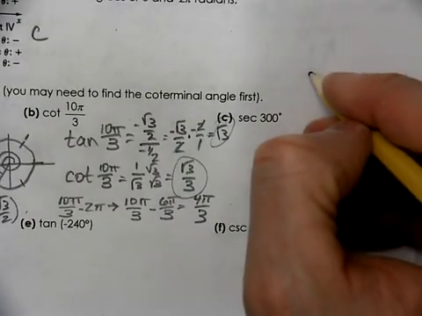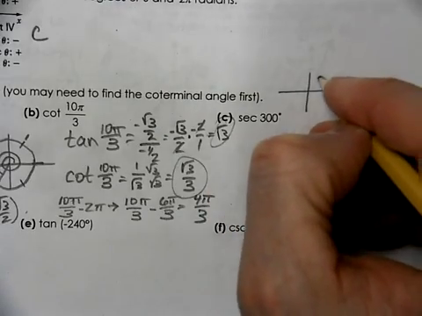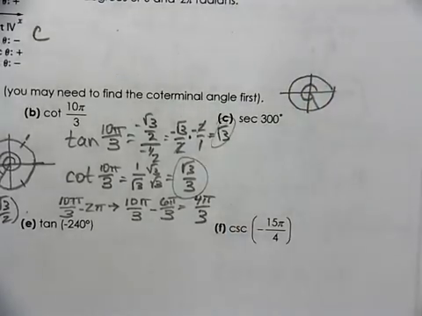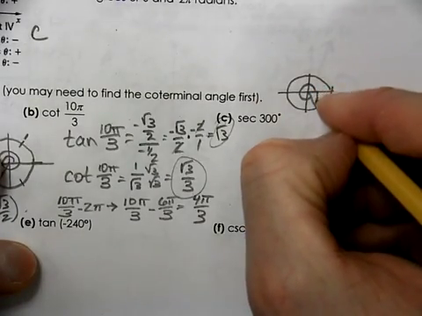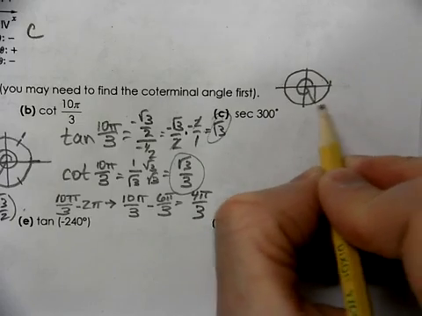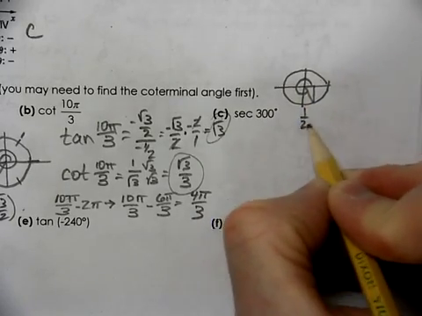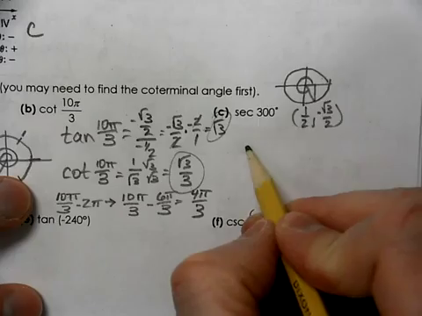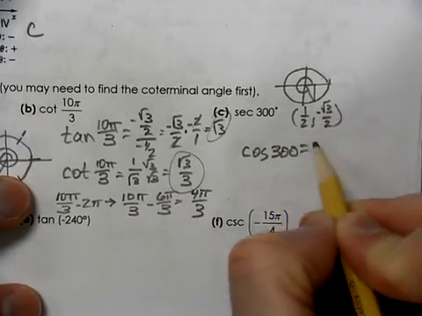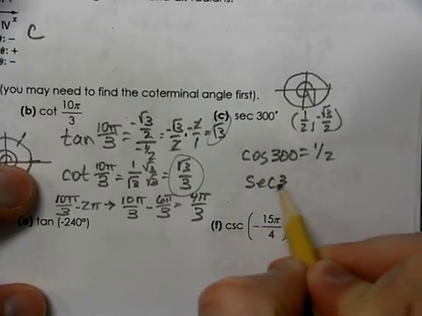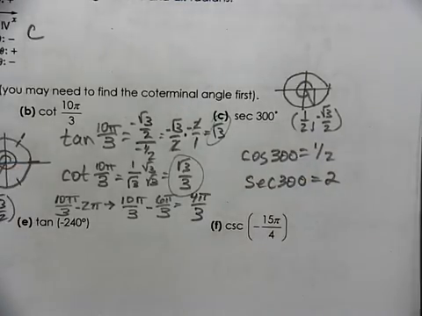Secant of 300. That would be 60 degrees away from the x-axis. So that's helping us realize that we would be short and long. That helps us realize this coordinate is going to be a half and negative root 3 over 2. Well, secant is the reciprocal of cosine. So if cosine of 300 is 1/2, then secant of 300 is the reciprocal of that, which is 2, or 2 over 1.